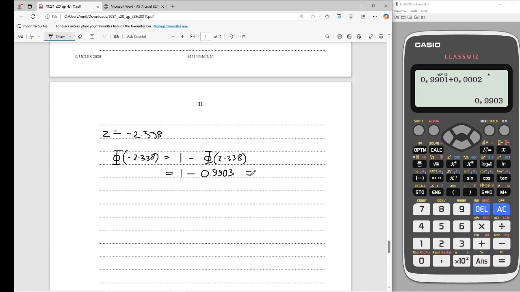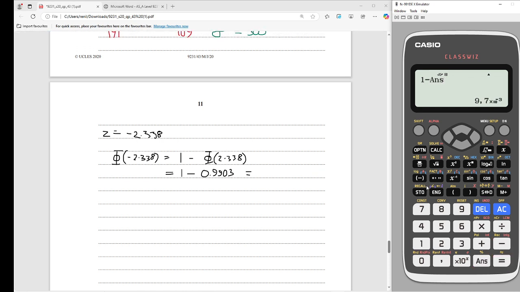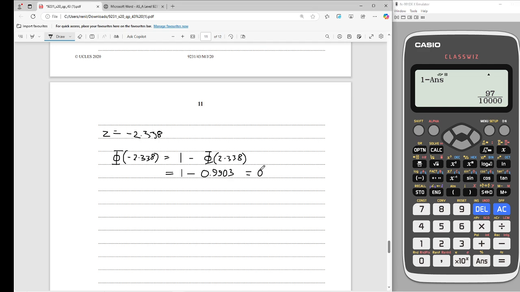And what is this equal to? Well, 1 minus this answer will get 0.0097.